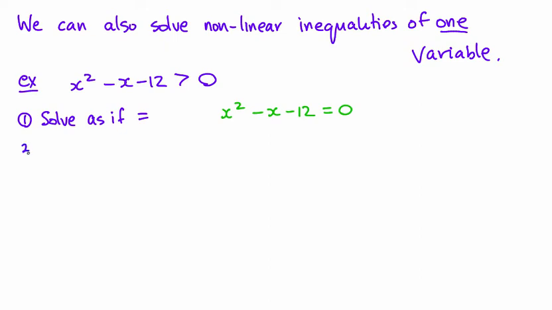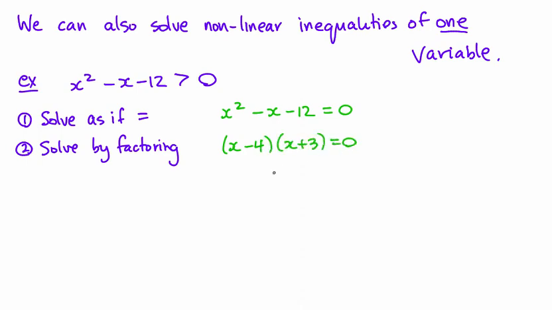I have to solve, usually by factoring. But I guess I could use quadratic equation or completing the square as well. So luckily this one factors: x minus 4 and x plus 3. And so I get x is 4 and x is negative 3. And so I go on to my next step, which is to put these solutions on a number line.